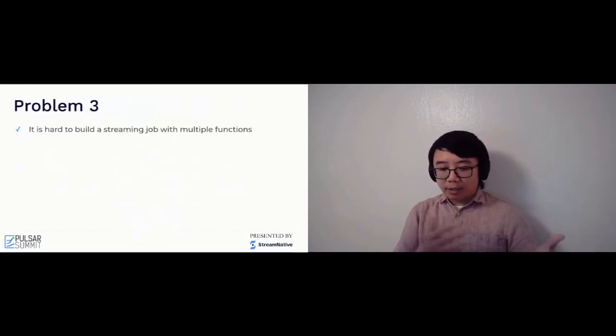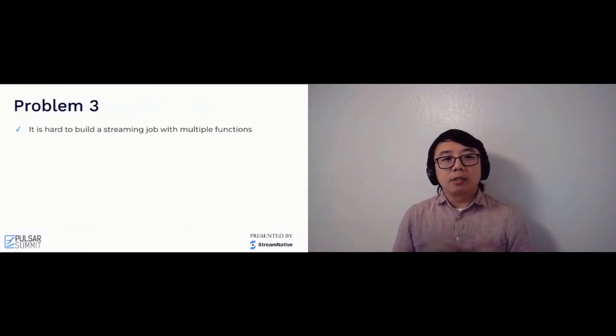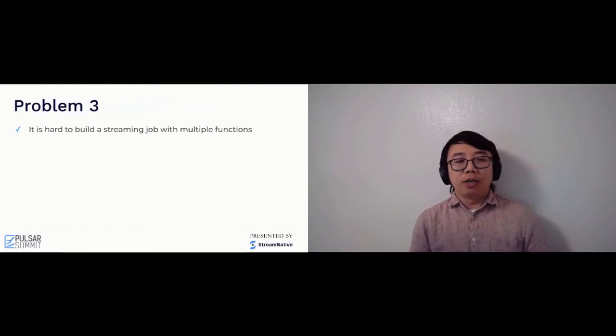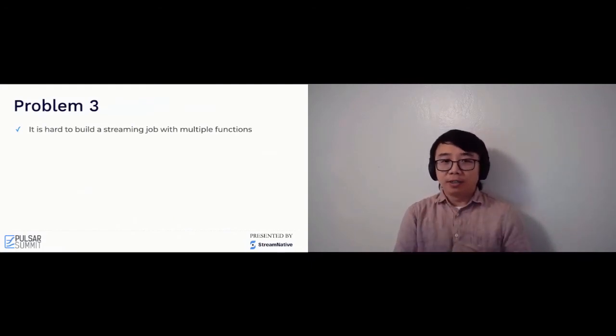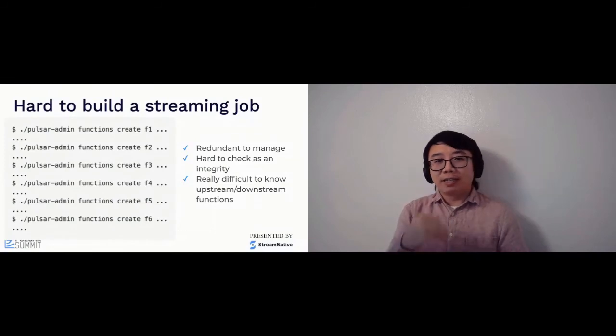And the last one actually leads into our main topic: it's really hard to build a complicated streaming job with multiple functions. You can do that, but it's not a natural way. For example, if I have business logic that needs to be written using 6 functions, you have to create individual functions. For these individual functions, you need to run function create. And if you want to update, you need to run functions update for all 6 functions.